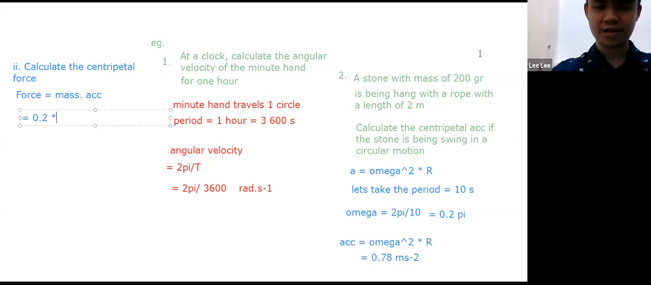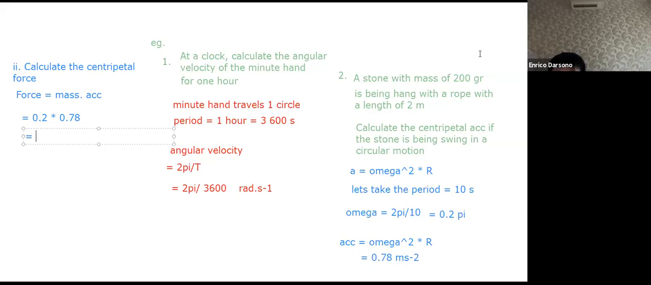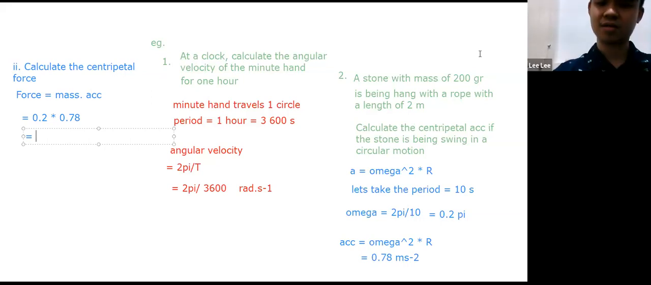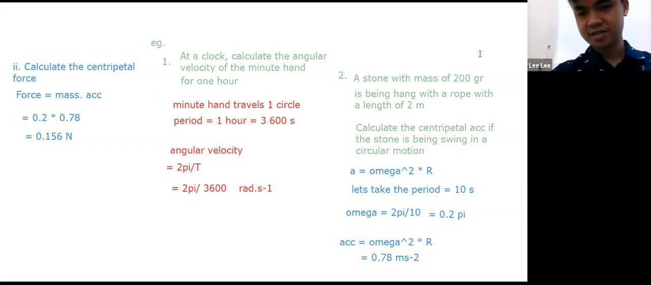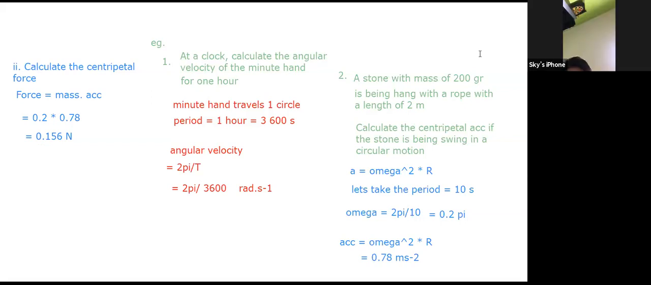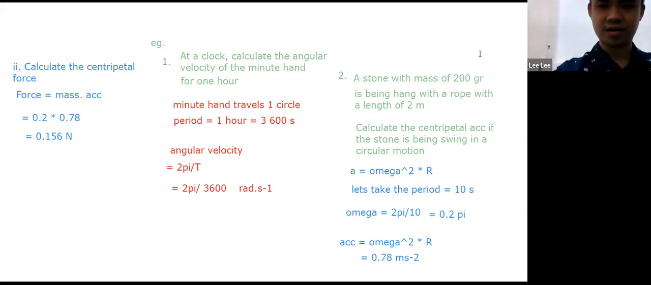Okay, so if you want to count the centripetal force, it is 0.2 times 0.78. So the centripetal force is 0.156 Newton. Do you have any questions until here? No, sir. Okay, continue.